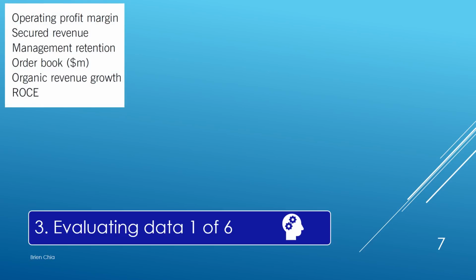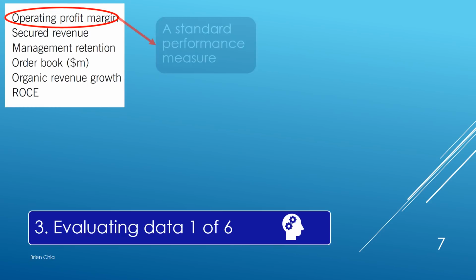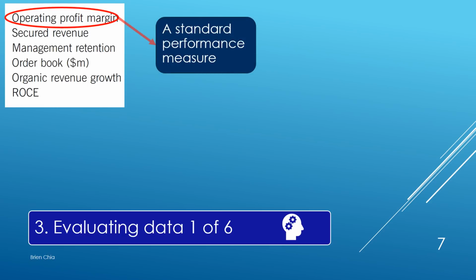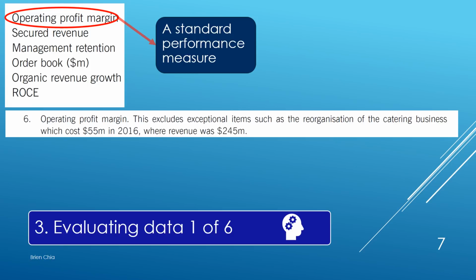So the KPIs are here. There are 6 of them. Let's start with operating profit margin. Now, operating profit margin is a very standard performance measure. You should have come across it before in your ACCA exams. And the note which is relevant to it is note 6.